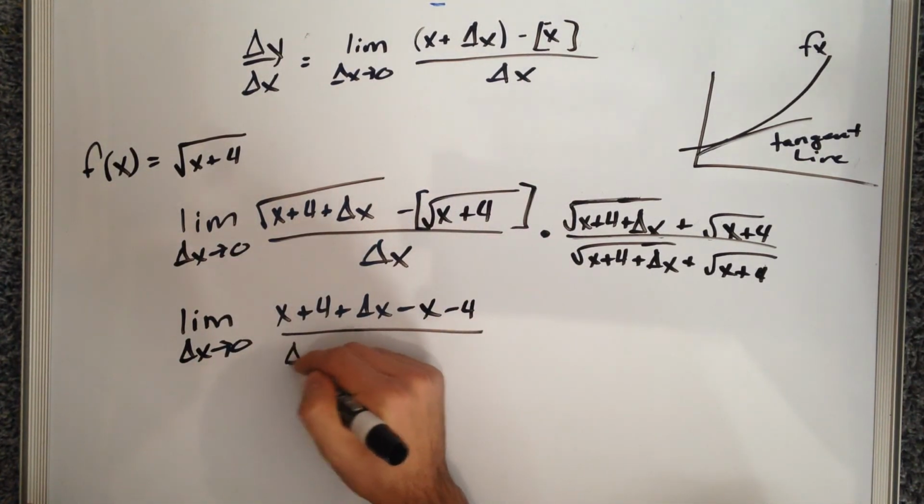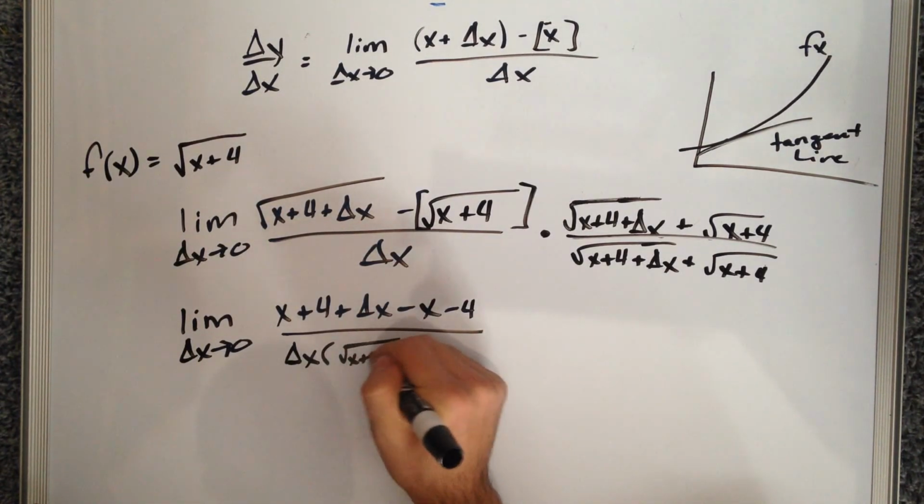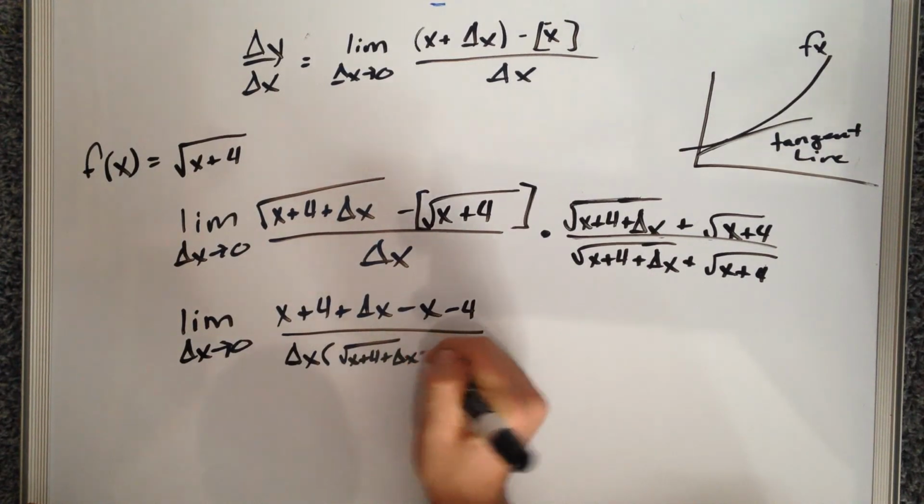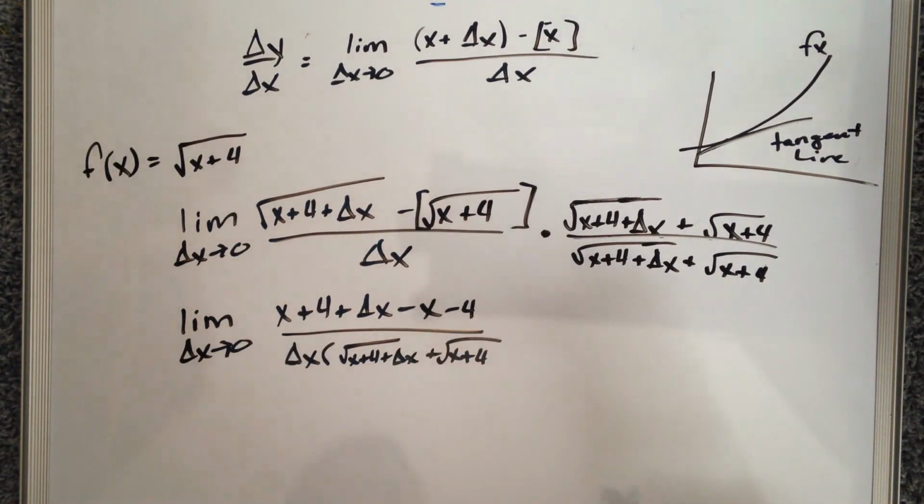And our bottom is going to be delta x times square root of x plus 4 plus delta x plus x plus 4, square root of x plus 4. And there we go. There's our bottom. So we have plugged in the difference quotient. We have rationalized the numerator. Now we got to see if we can cancel anything out and simplify and get rid of delta x. Because still, if we plug in 0, it's still going to equal 0.